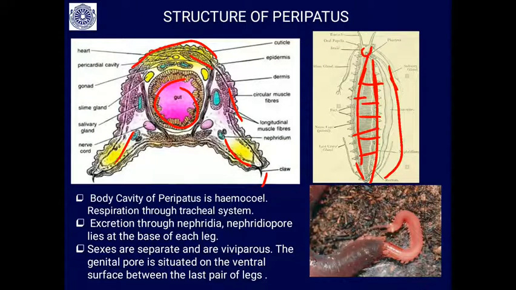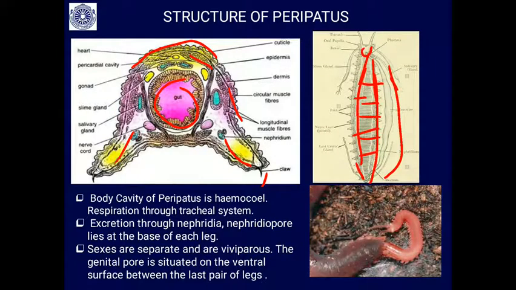So the body cavity of Peripatus, typical to arthropoda, is called hemocoel. Respiration by tracheal system, similar to insects. So excretion, like how exactly you will find in Annelida, it is nephridia you will find. So the nephridia open outside through the nephridiopores.